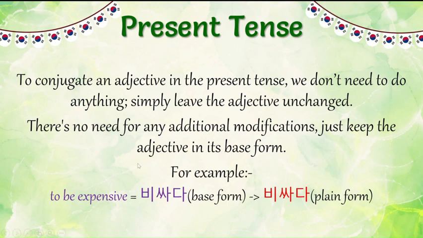For example, to be expensive in Korean is 비싸다, which is the dictionary form or the base form of this adjective. And the conjugated form is also 비싸다. Okay, so you don't have to do anything while conjugating the adjectives in the present tense. Super easy, right? Okay, now let's look at the examples.